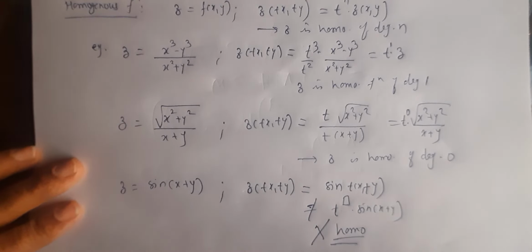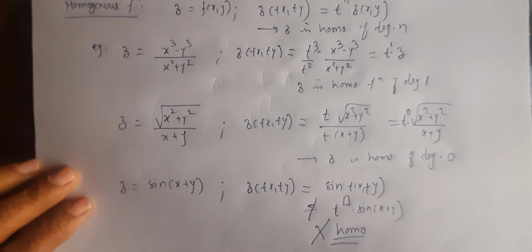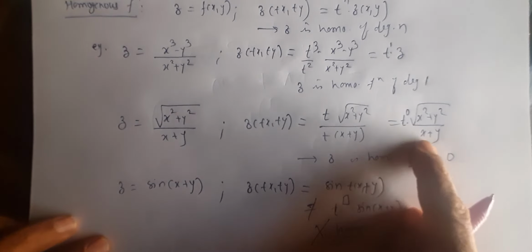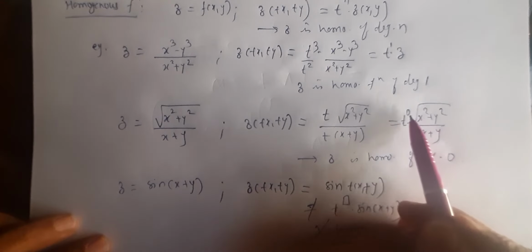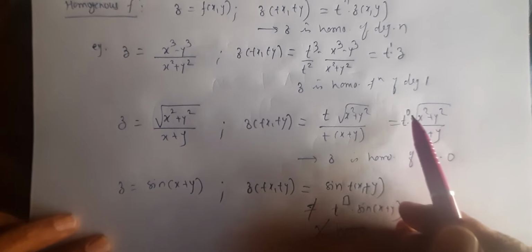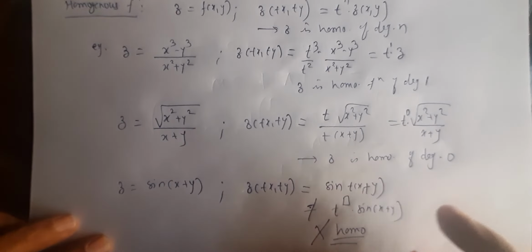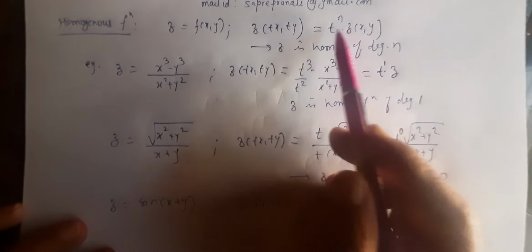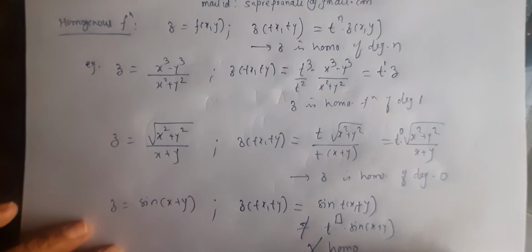So for homogeneous, what we need is that we must get it in the form t raised to any power into the same z. That power may be an integer, positive, negative, maybe a fraction, a negative fraction, whatever. But we must get it in the form t raised to a power into the same z. So this was homogeneous function, and now I will tell you what Euler's theorem and the corollary are.